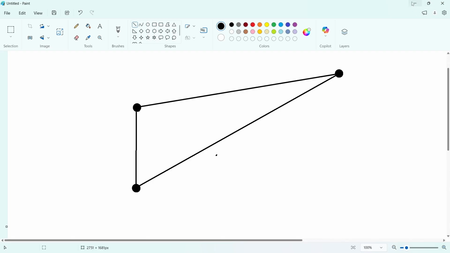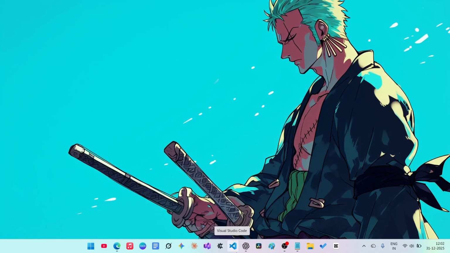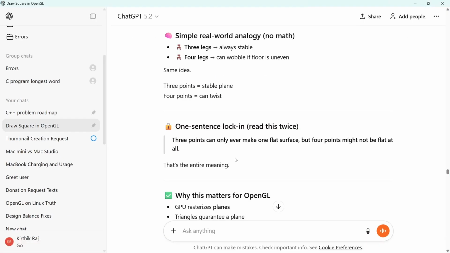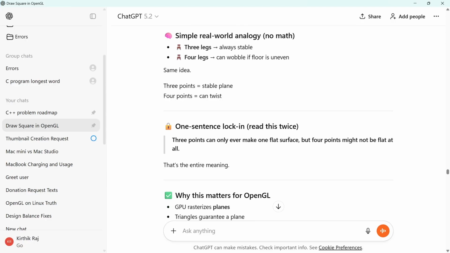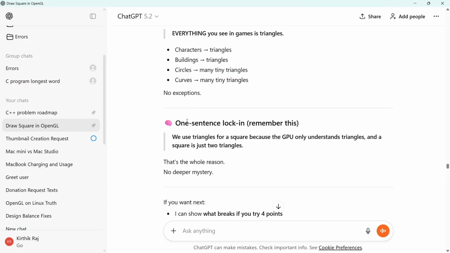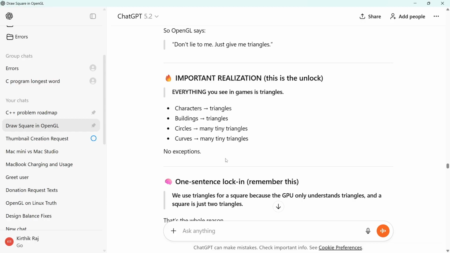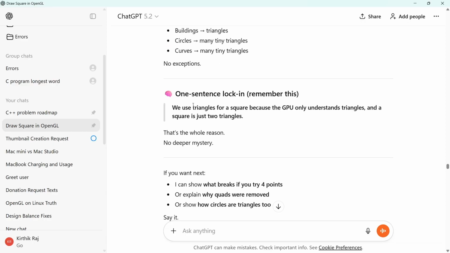I don't know about 3D, but generally the GPU considers a triangle for 2D. It might be considered a triangle even for 3D, I don't know. Triangles, circles, tiny triangles, curves, any tiny triangle. I think it even includes 3D, but I'm not sure if it is only 2D or also 3D. Might be in 2D, might be in 3D, I don't know.